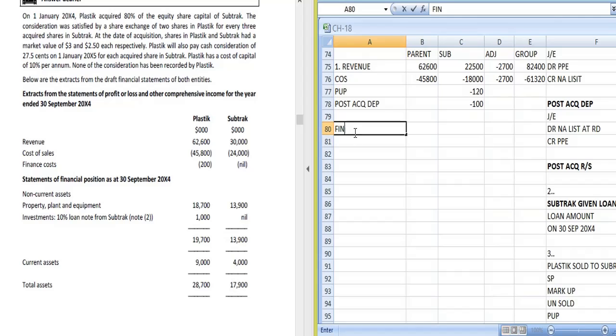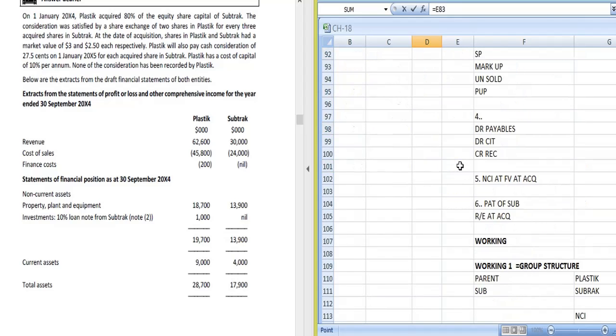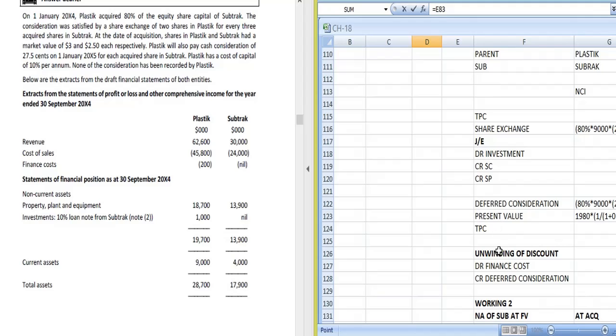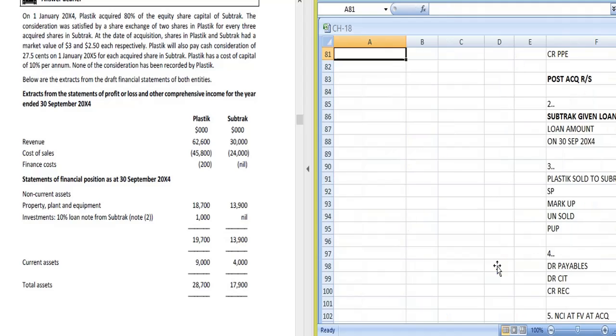Now next is finance cost. So the finance cost of the parent is 200 and the subsidiary is 0. One more adjustment we have to make is that we need to add the unwinding of discount finance cost. Here we have the past journal entry. The amount is 135.